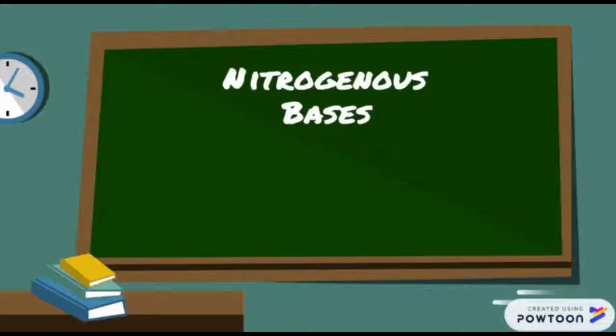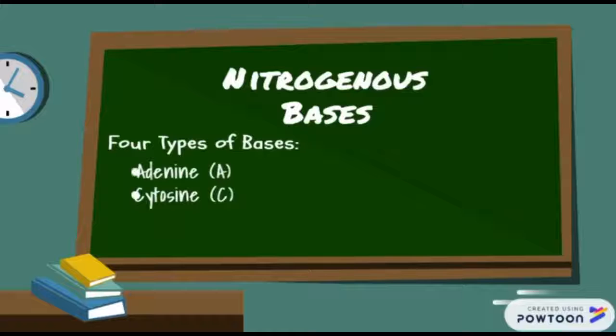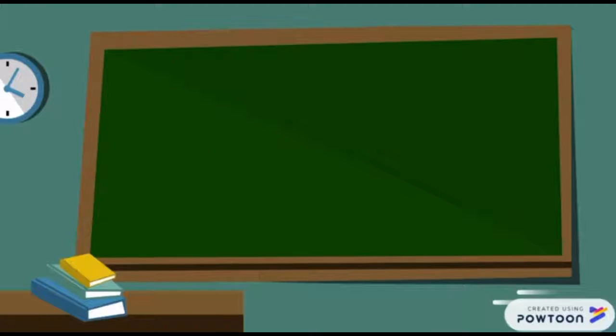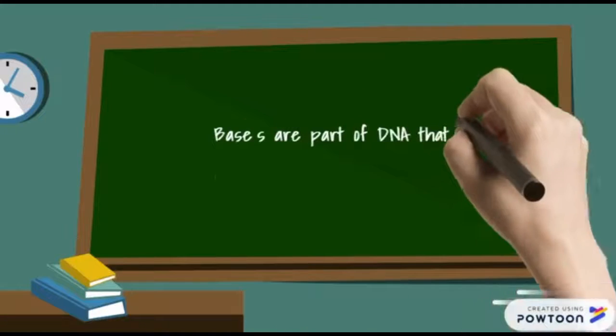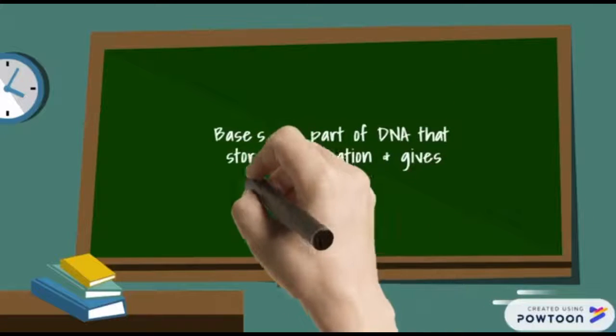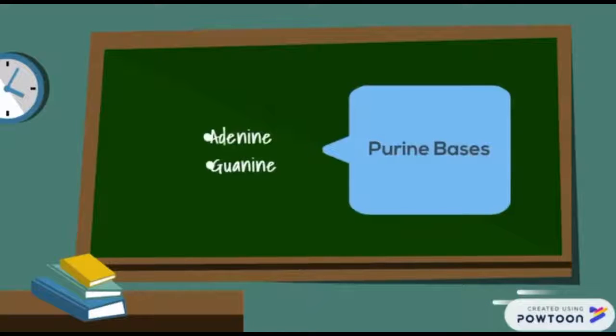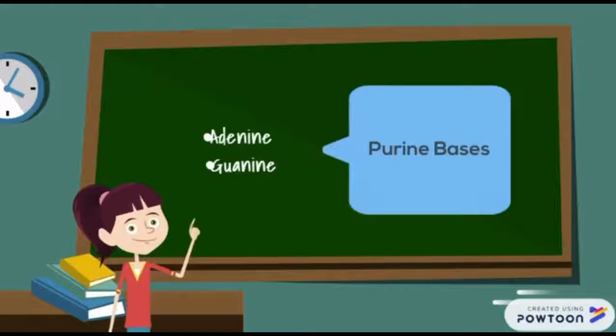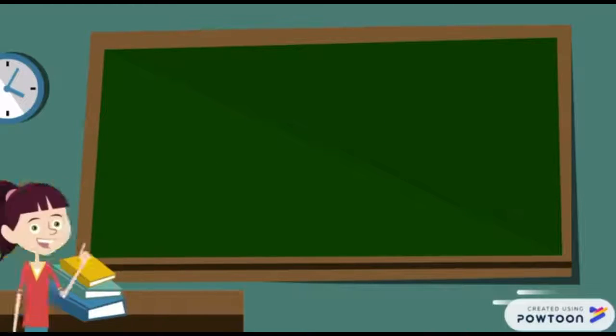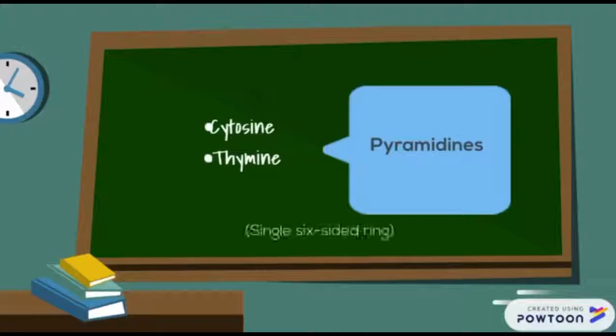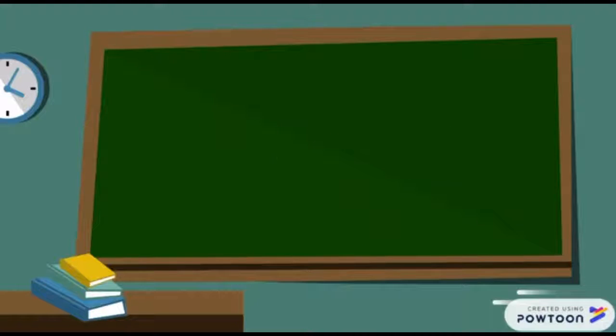Then we have the nitrogenous bases. We have 4 types of bases in DNA, which are called adenine, cytosine, guanine, and thymine. Bases are the part of DNA that stores information and gives DNA the ability to encode phenotype, a person's visible traits. Adenine and guanine are purine bases. These are structures composed of a 5-sided and a 6-sided ring. Cytosine and thymine are pyrimidines, which are structures composed of a single 6-sided ring.